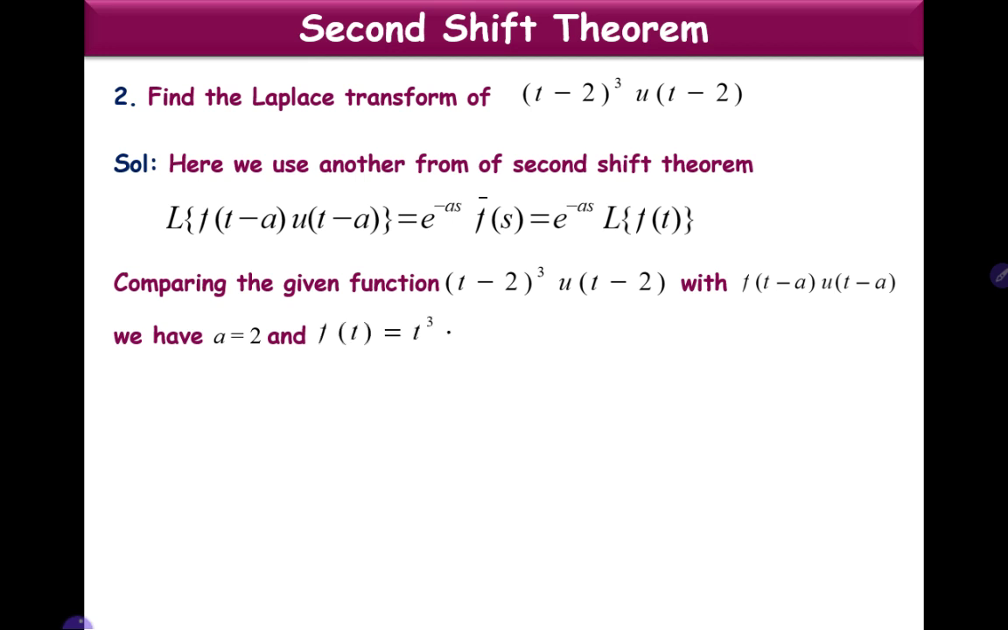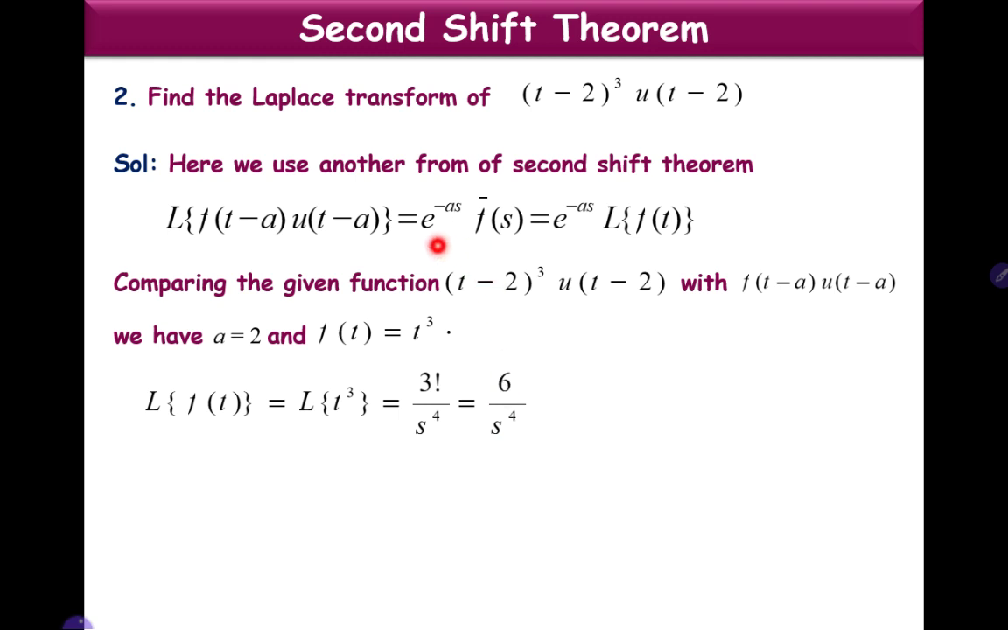A is 2 and f of t is t cube, because f of t minus a is t minus 2 whole cube. F of t is equal to t cube. Now we'll find L of f of t, because we need L of f of t in the property here. L of f of t is L of t cube, and we know that L of t power n is n factorial by s power n plus 1. Therefore L of t cube is 3 factorial by s power 4, that is 6 by s power 4.